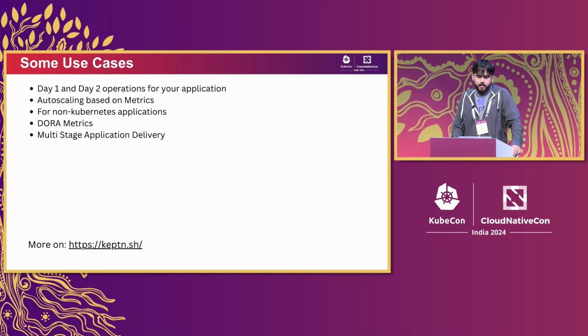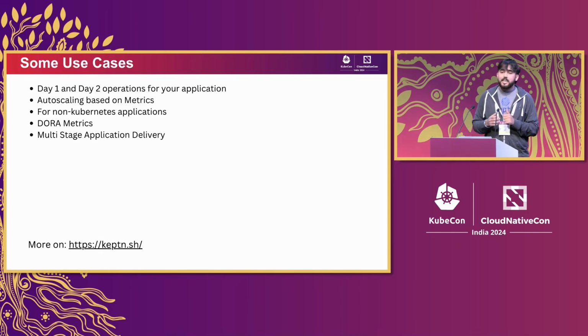Some use cases where you can make use of Keptn are day 1 and day 2 operations. Keptn goes hand in hand with GitOps tooling. Like we have this quote of Keptn and Argo. Keptn goes very well with Argo. You can make use of Keptn for Argo Rollouts, all of that. Day 1 operations, like deploying the application on Kubernetes, and day 2 operations for metric evaluations, all of that. Then auto-scaling based on metrics.